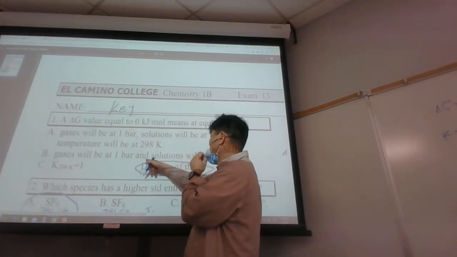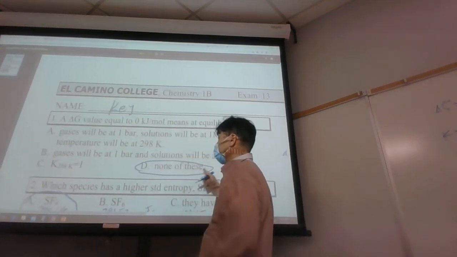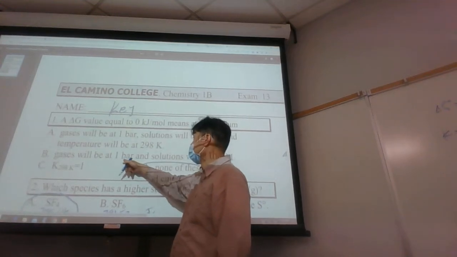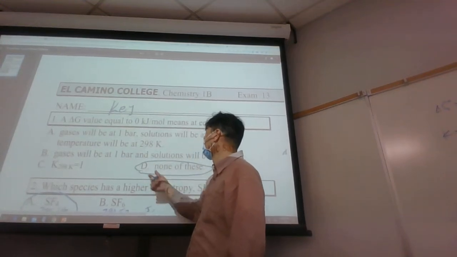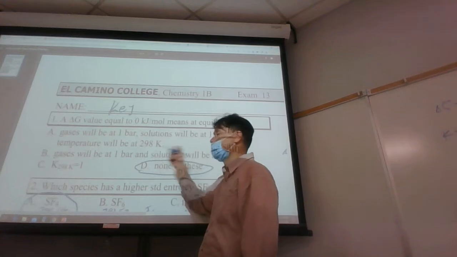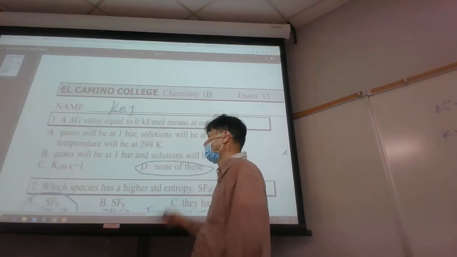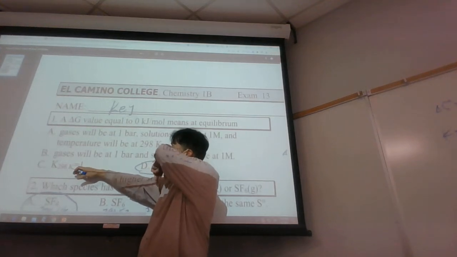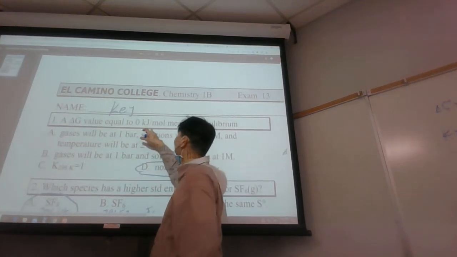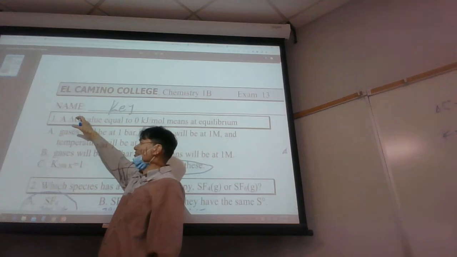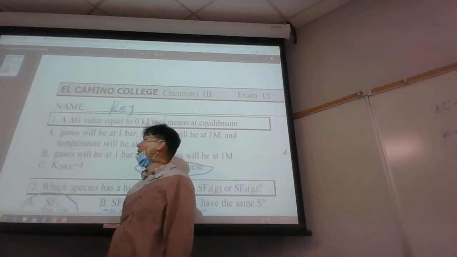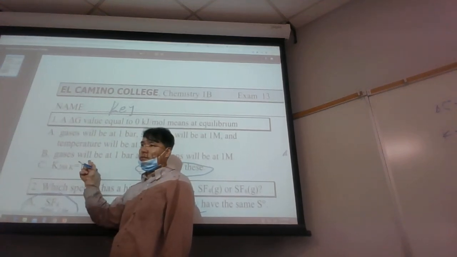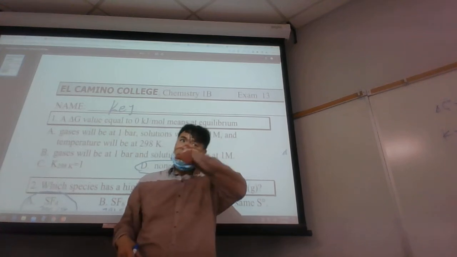B would be true because gases would be at 1 bar, which is standard, and solutions would be at 1 molar, if they're gases and solutions. Well, we don't know what it is. And C would be true. Well, C actually is not true because we don't know if it's 298, because delta G naught doesn't require the temperature to be 298. And so only B would be true. So this is the advantage of doing these.